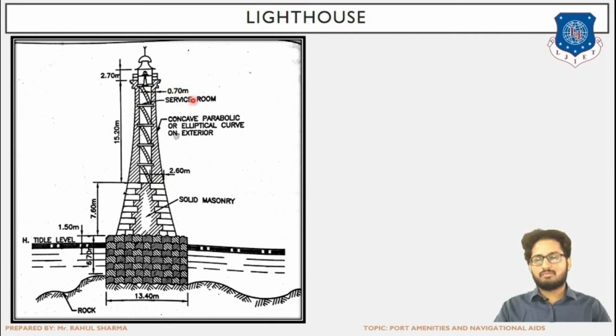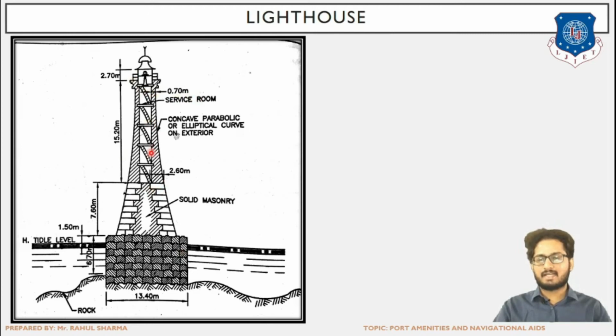Next, the service room is provided at the top. Light facility is provided at the top, which will be continuously flashing light for the navigator to give him an idea that there is a harbor nearby. Next, a concave shape has been given to the lighthouse. So that is specifically regarding the ease or rapidity in the removal of water.